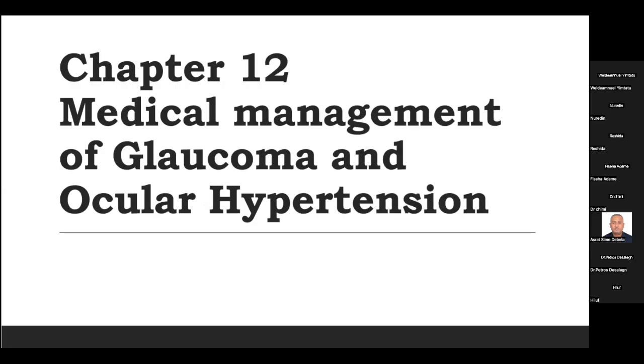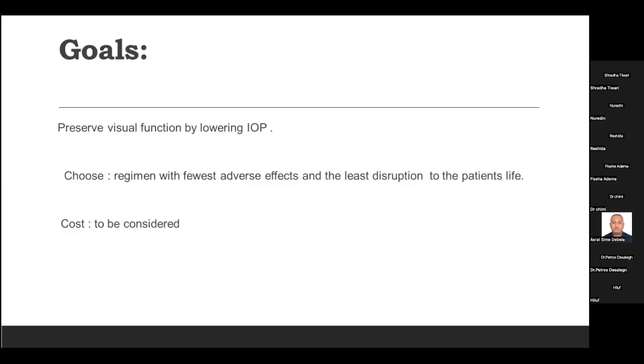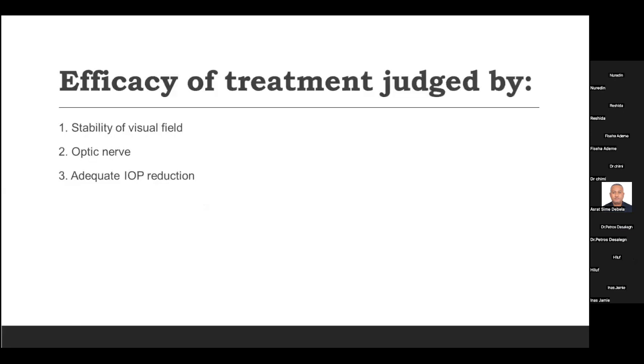Now, before going to the discussion, I'd like to continue with chapter 12, that is medical management of glaucoma and ocular hypertension. Here the goal of treatment, of medical management, is to preserve visual function by lowering IOP, and we should choose the regimen with the fewest adverse effects and the least disruption to the patient's life, and also the cost.